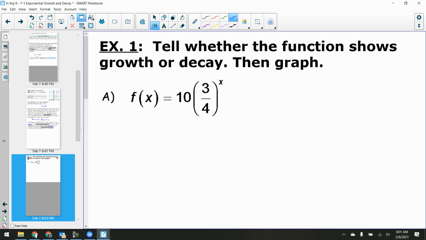All right, so what does this tell me? Is that going to be growth or decay? Decay. It's going to be decay. And we know because it's less than 1. Obviously, it's bigger than 0. It's always going to be bigger than 0. It's between 0 and 1.